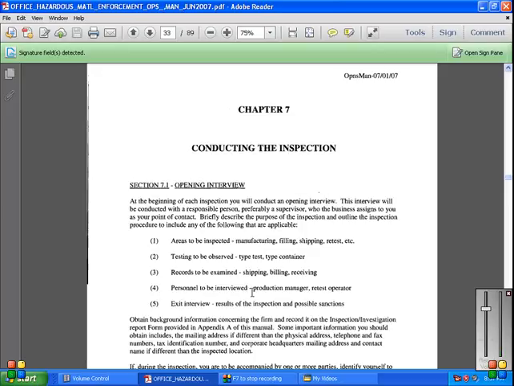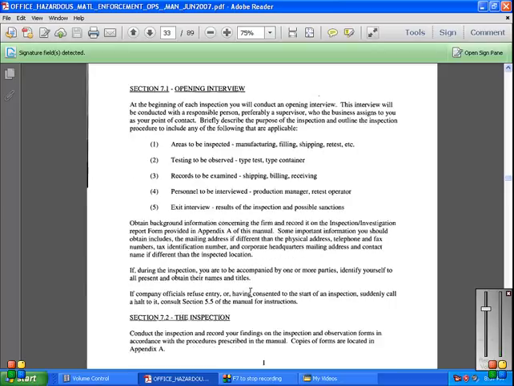Obtain background information concerning the firm. Record it on the inspection investigation report form provided in Appendix A of this manual. Some important information you should obtain includes the mailing address, if different from the physical address, telephone and fax numbers, tax identification number, corporate headquarters mailing address, and contact name, if different than at the inspected location. If during the inspection you are accompanied by one or more parties, identify yourself and your purpose, and obtain their names and titles.